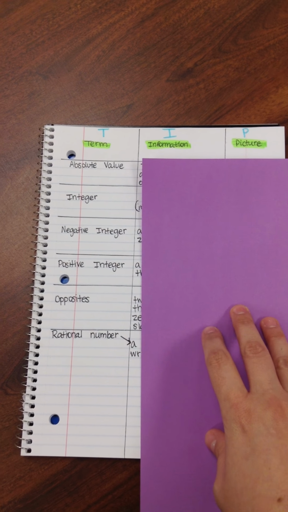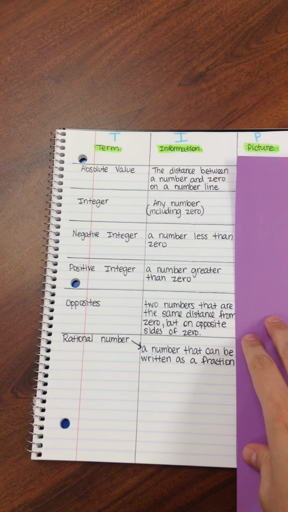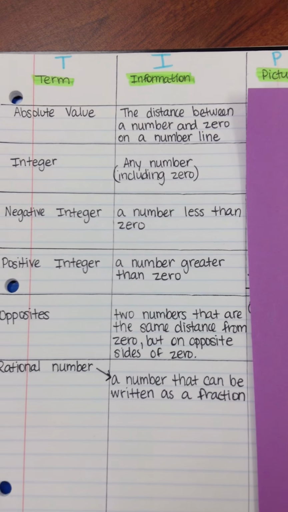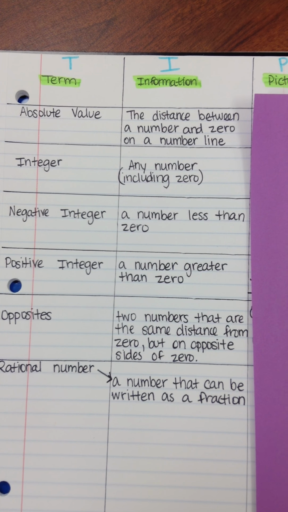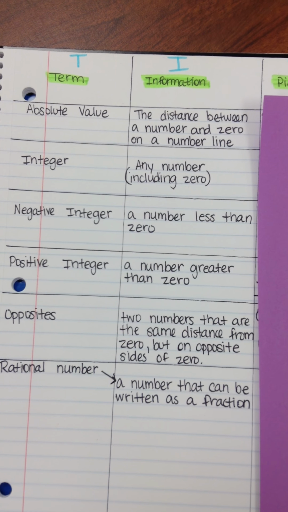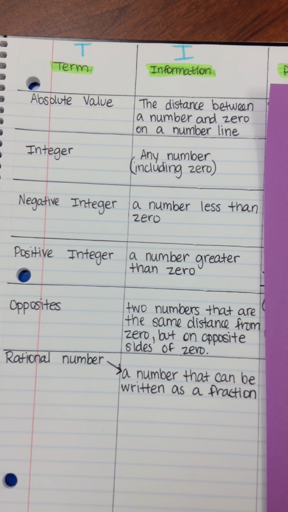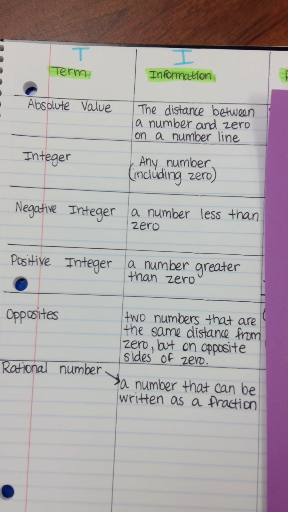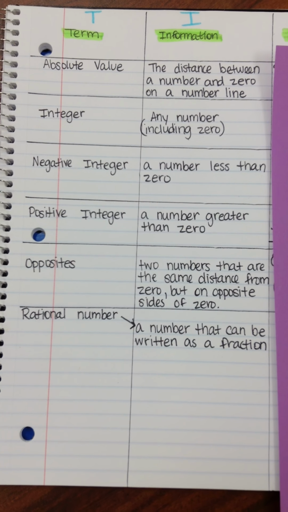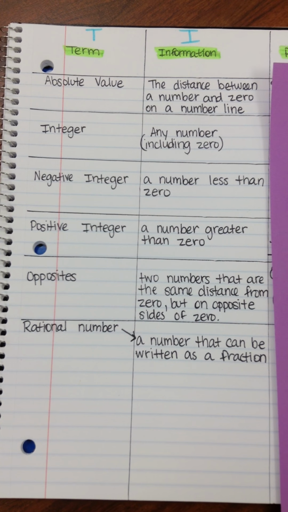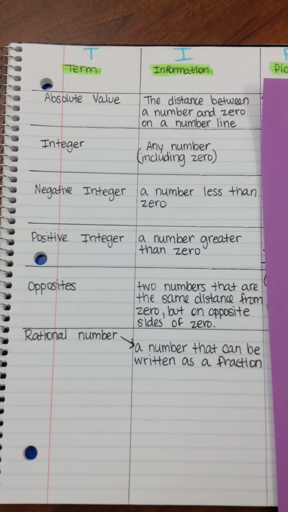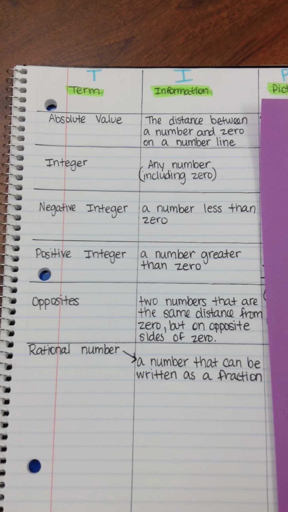Okay, next will be information. So I need you to write the definition for each term. Absolute value: the distance between a number and 0 on a number line. An integer is any number including 0. A negative integer is a number less than 0. Positive integer: a number greater than 0. Opposites are two numbers that are the same distance from 0, but on opposite sides of 0. And a rational number is a number that can be written as a fraction. Pause the video to write down the information.